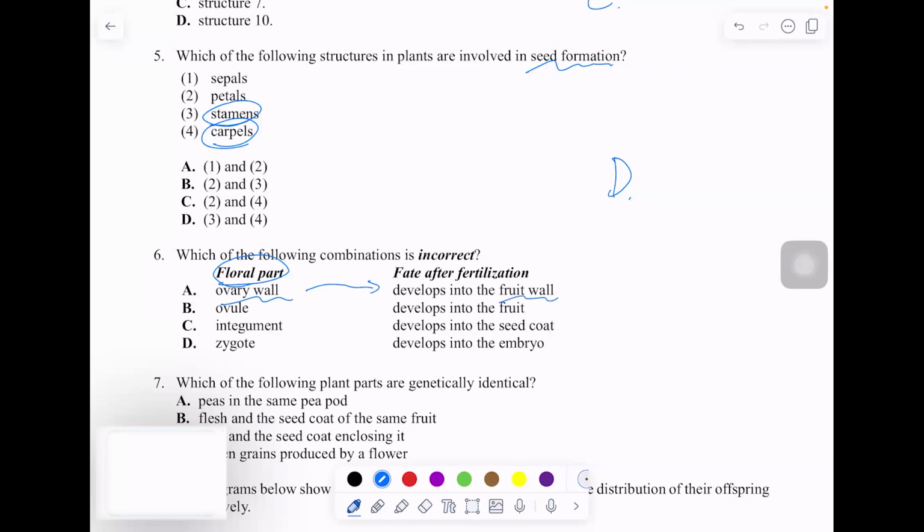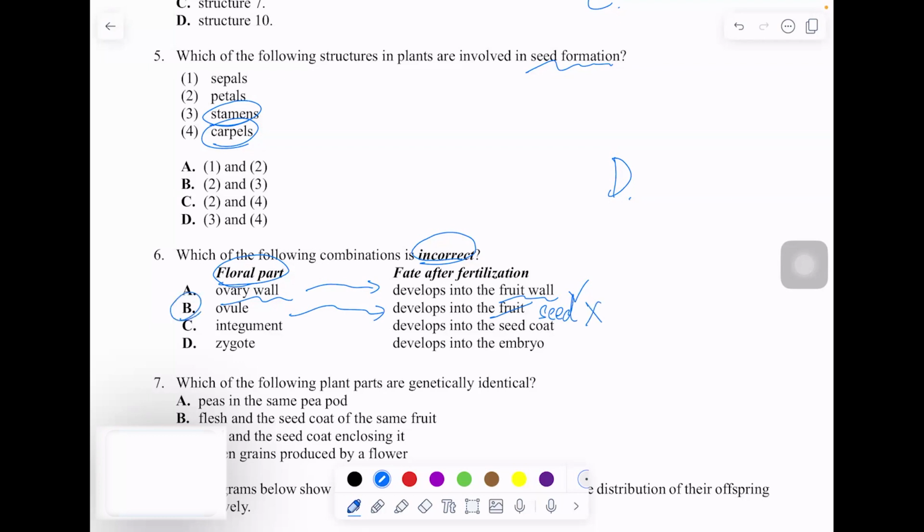In this case, we are looking for the incorrect one. That means we need to find out the incorrect answer. So A is a correct answer, so A would not be the answer, while B would be the ovule. In fact, the ovule will turn into, no longer the fruit, rather the seed. So this statement is not correct. Therefore, the answer would be B.